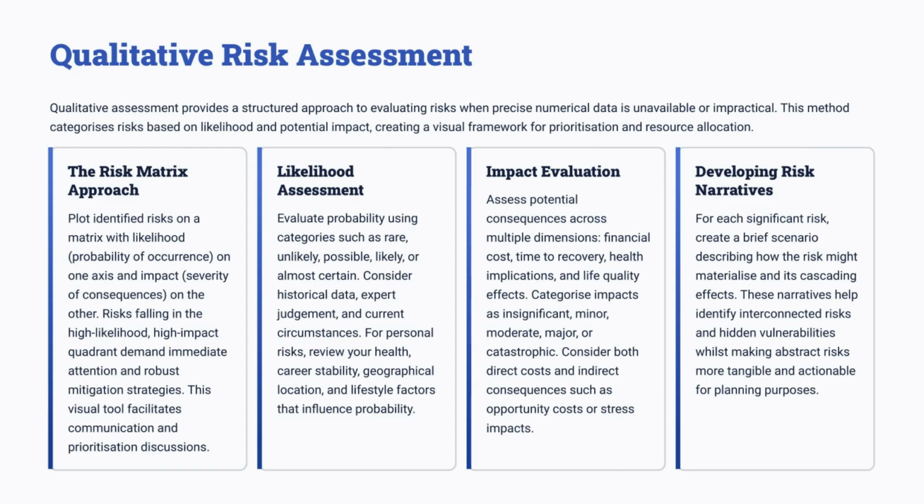Qualitative risk assessment offers a structured method for evaluating risks without precise data. The risk matrix plots risks by likelihood and impact, highlighting those needing urgent action. Likelihood is assessed using categories like rare or likely, while impact considers financial, health, and quality of life effects. Risk narratives describe potential scenarios, revealing interconnected risks.